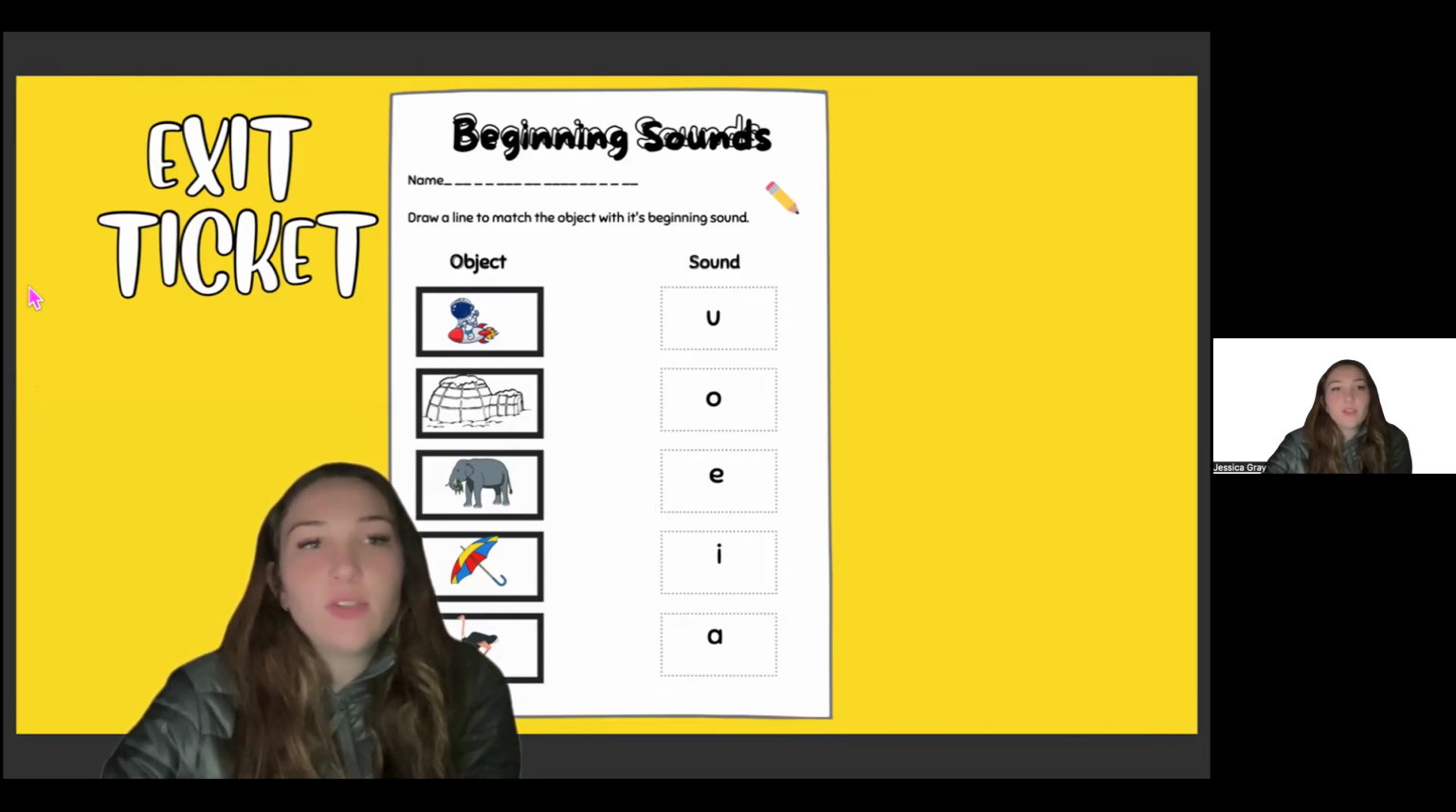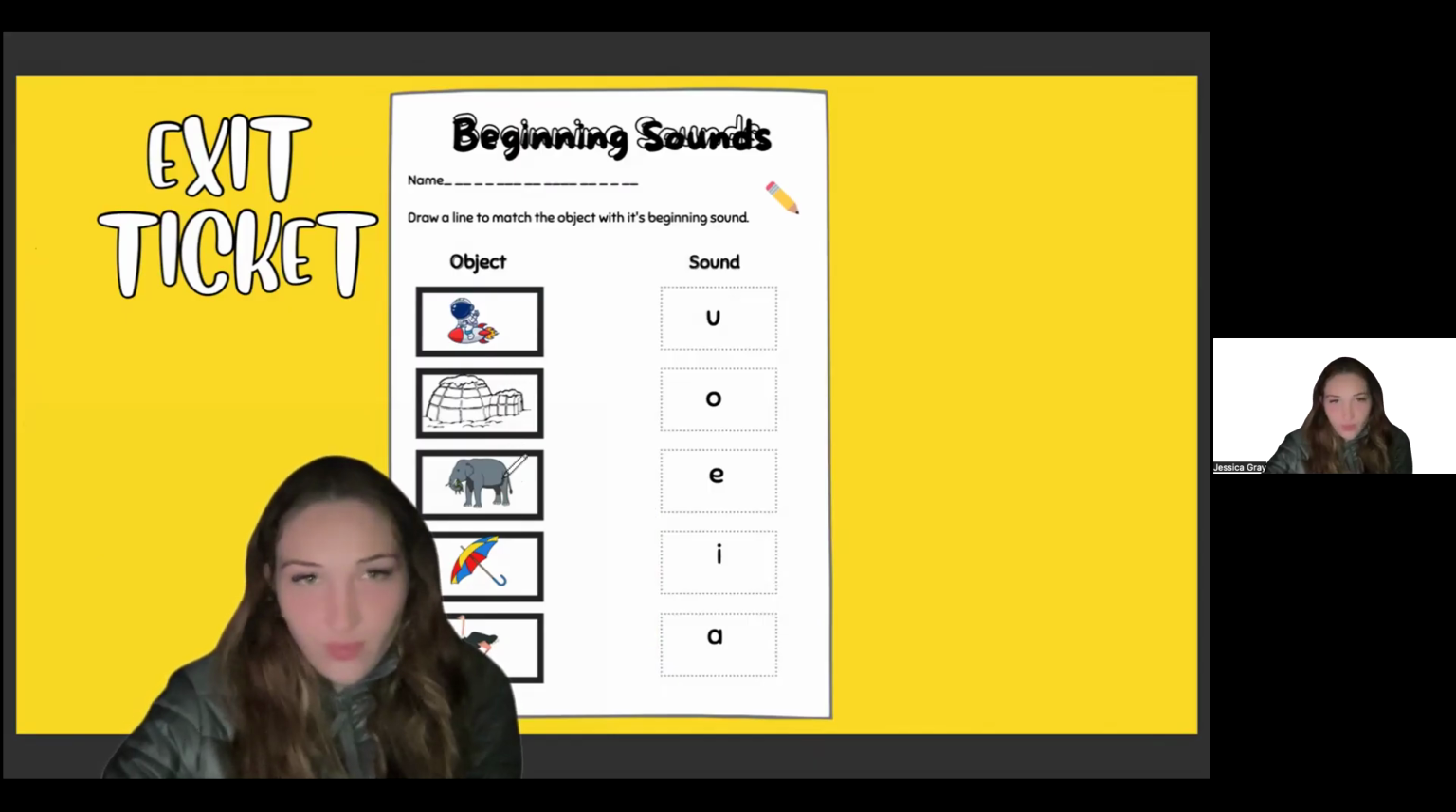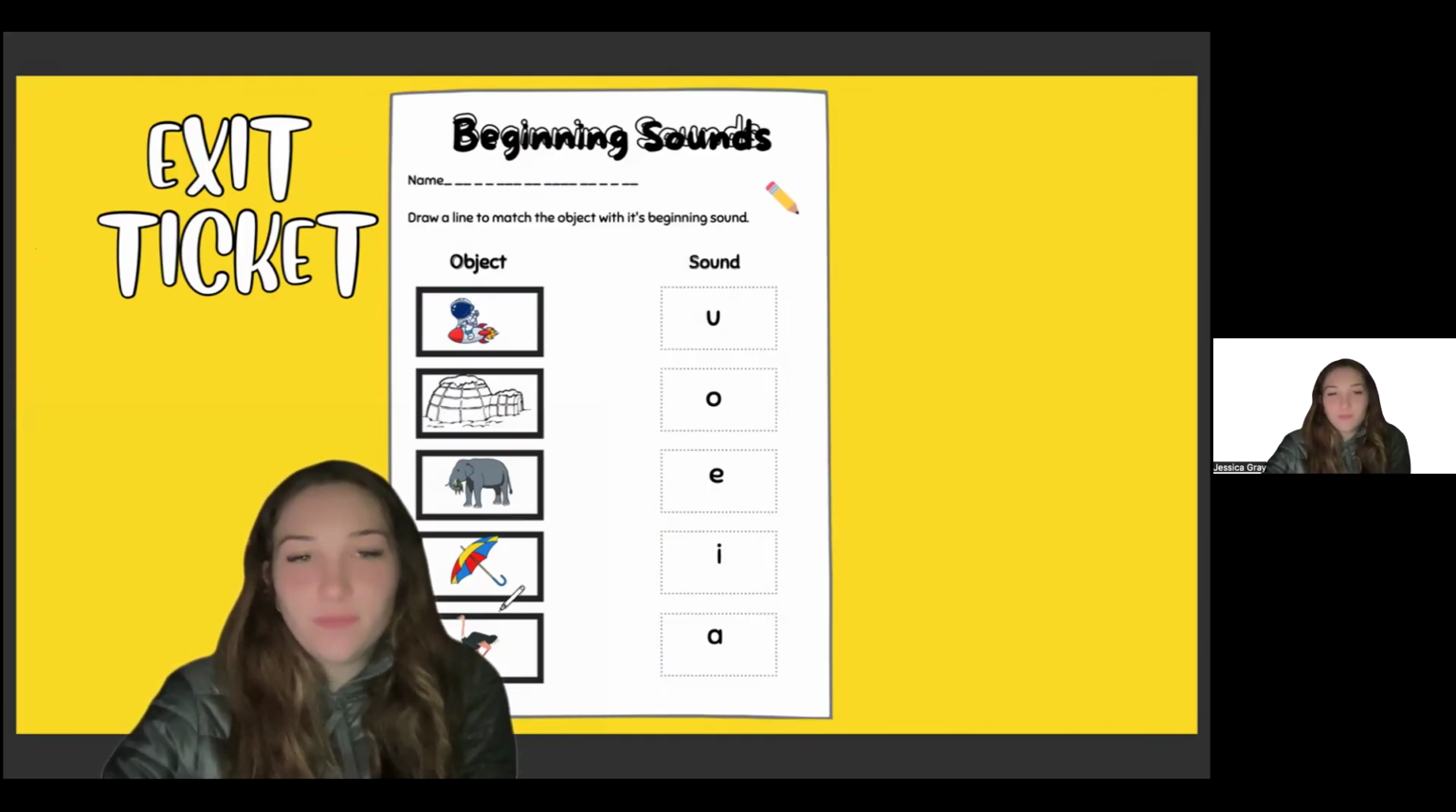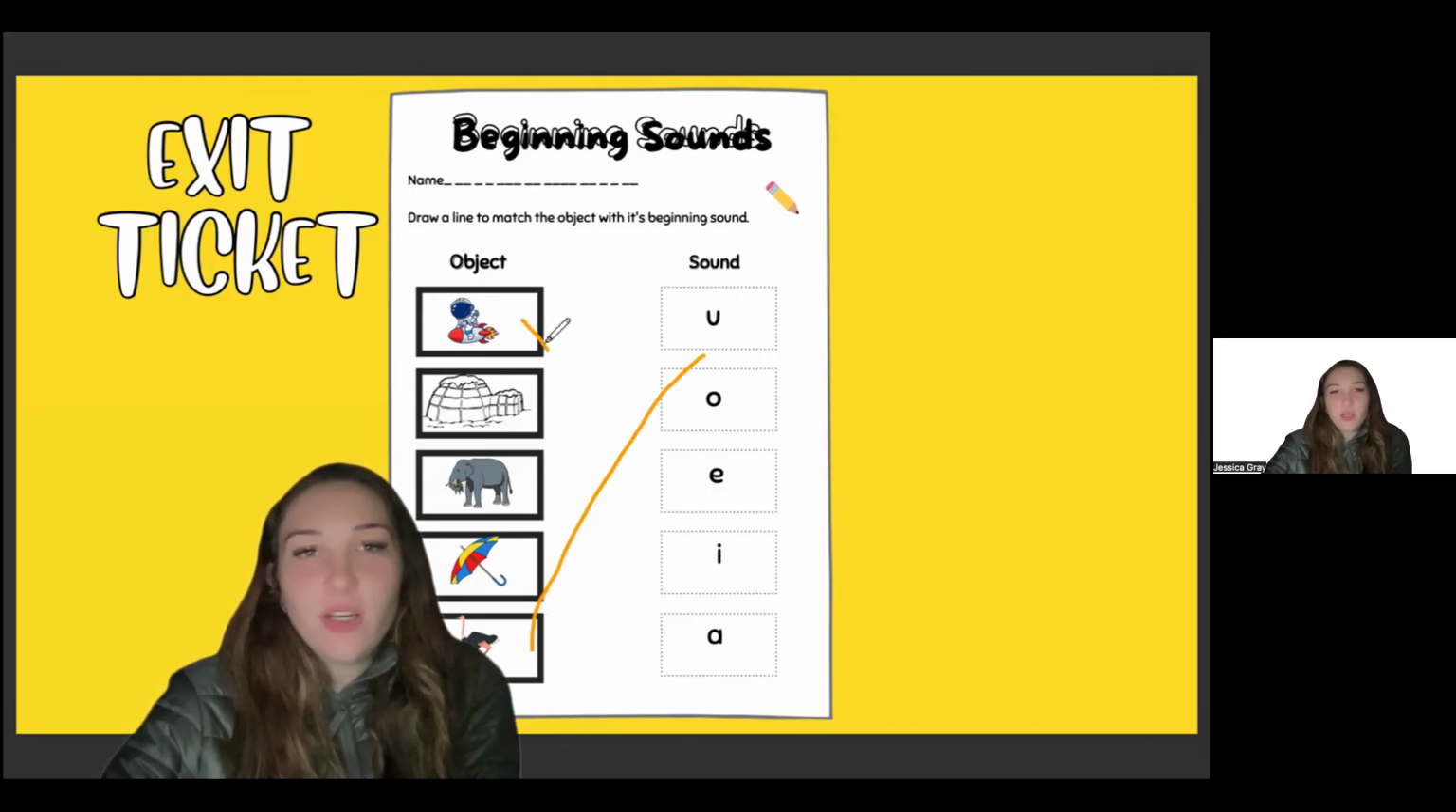I would make sure that students can hear and understand that beginning word, because we are trying to get the beginning sound. So astronaut, igloo, elephant, umbrella, our first sound is... ostrich. This would be just checked for completion, just to make sure that they can understand these beginning sound letters. So yeah, that's what I would do for that.